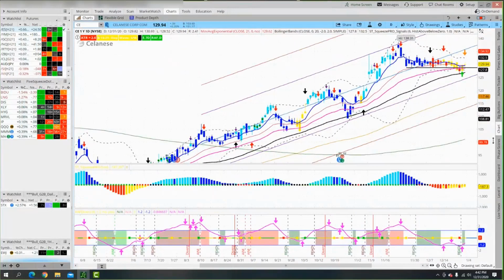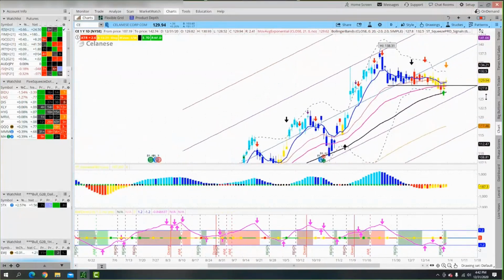All right. So going back to CE. Multi-month uptrend, right? That long, strong uptrend. Moving averages are stacked. You get a squeeze. Our assumption is it's going to fire to the upside. Okay? Now, pay attention. We get in the squeeze. It breaks support.